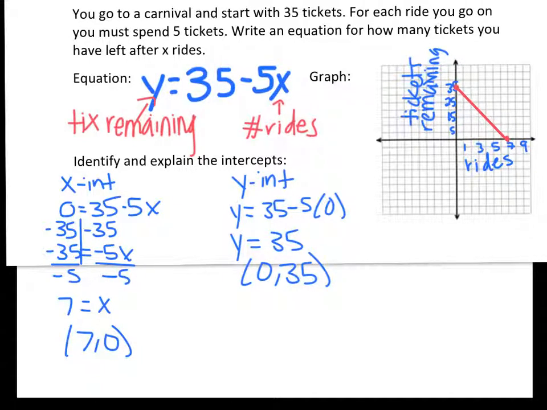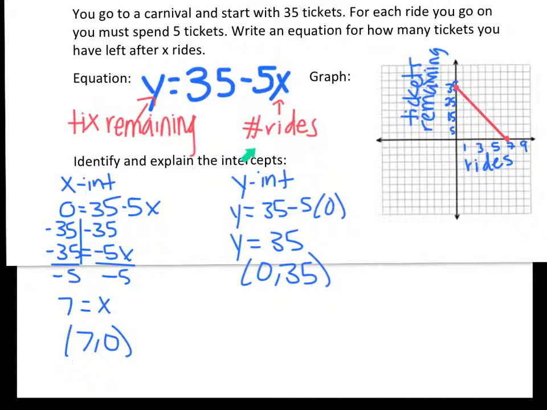Depending on the situation, sometimes we extend our line with arrows, and sometimes we don't. I know that I can't go on a negative amount of rides, and I also can't go past 7 rides because then I won't have any more tickets, so I chose just to graph in quadrant 1. A lot of times you're asked what your intercepts stand for. Our intercept (7, 0) means that after 7 rides, I have 0 tickets remaining.